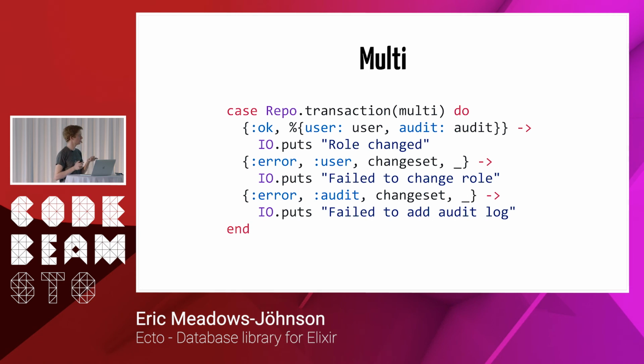So if we look at the transaction call here, we can see what happens. In the success case, we get the results. We get the user record, the user schema and the audit schema back. If there was a failure inserting the user or updating the user, we get the changeset back. Or if there was a failure with the audit insert, we get that changeset back.